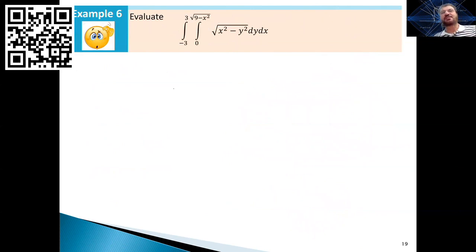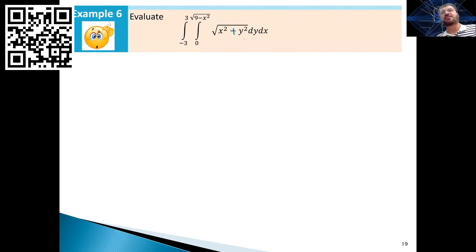All right, let's evaluate this integral. You have x squared minus y squared, then dy dx. And this is 9 minus x squared. So here's an error. This is plus x squared plus y squared, then y dy. I need to integrate this one.